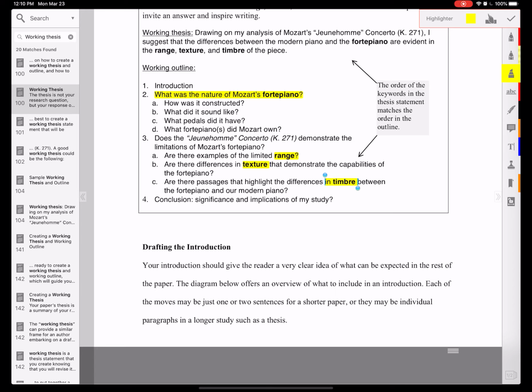Now, he may discover as he starts drafting the paper that he doesn't have enough evidence to talk about timbral differences, or the examples for texture are just not that compelling, and he may decide to change the outline based on what he discovers as he starts drafting the paper, and that is just fine. That's why it's called a working outline.